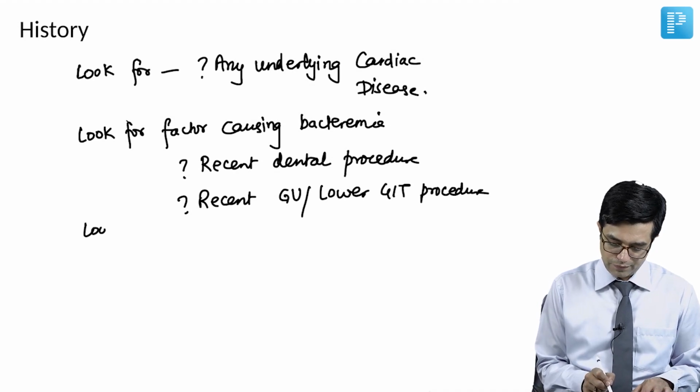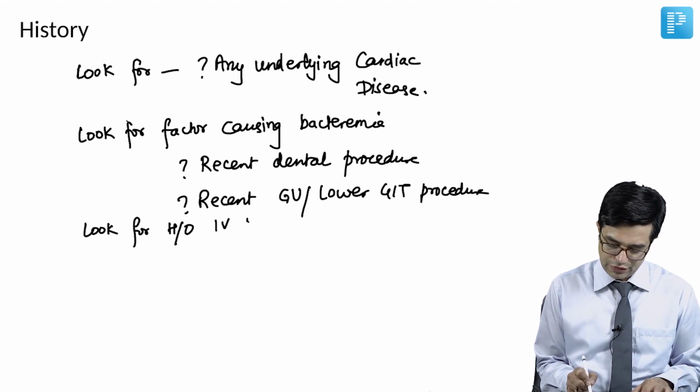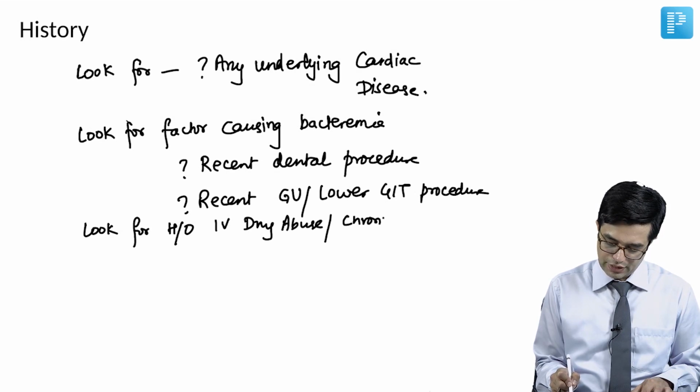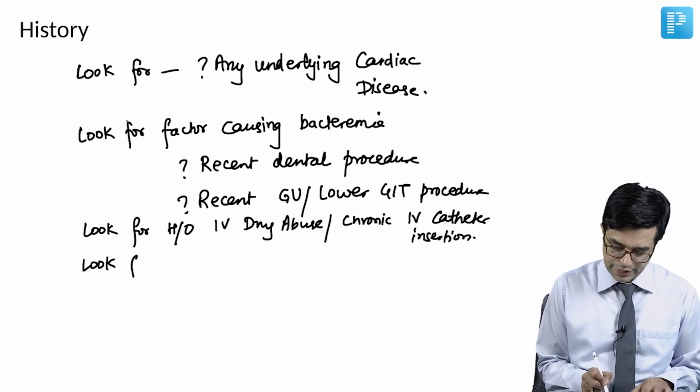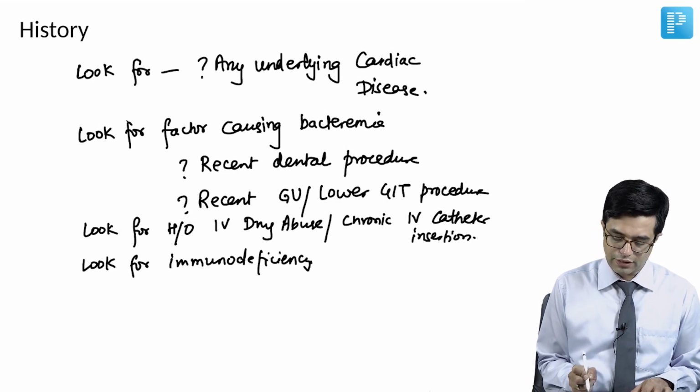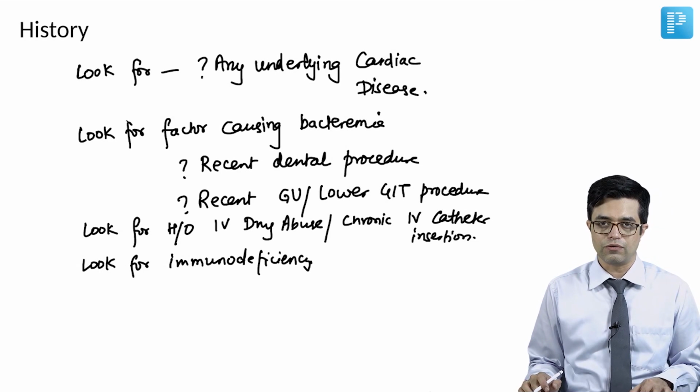You will look for any history of IV drug abuse in case of adolescents or any chronic IV catheter insertion. They can act as sites of sepsis in the child. And fourthly, you will look for any evidence of immunodeficiency when you take history in these children. So these are the points in history that you will look out for.